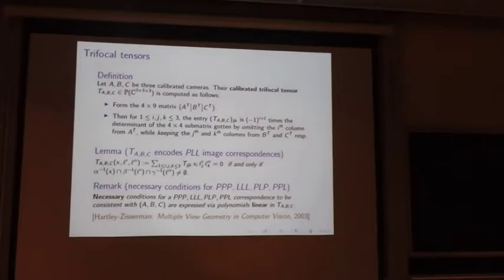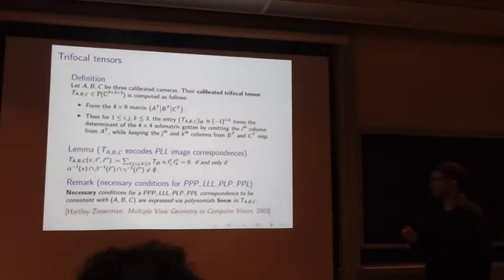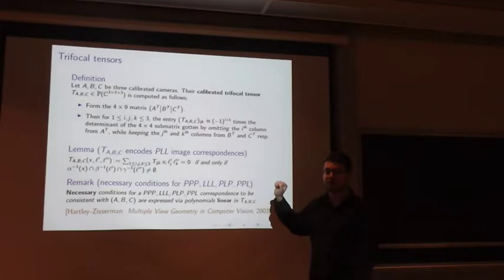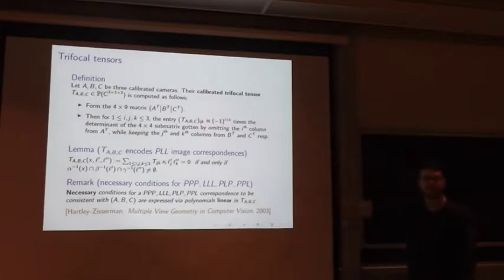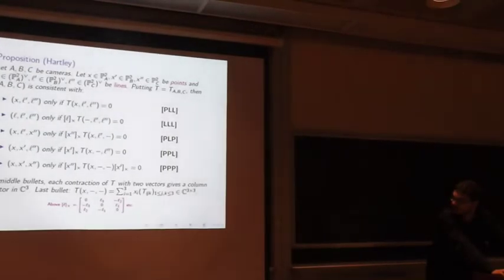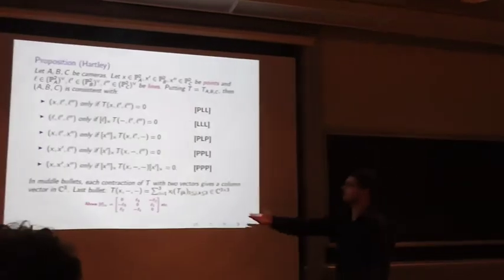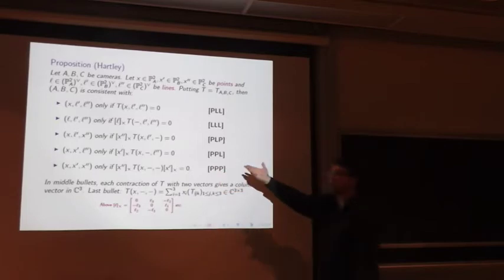And a key thing that makes this a good idea is that the system of equations on the previous slide can actually be written in terms of polynomials that are linear in these tensor entries. Okay? So passing to the tensors, we can get linear systems in the unknown tensor entries. Okay, and this tells you what those linear systems are. The key thing is they're linear in T.